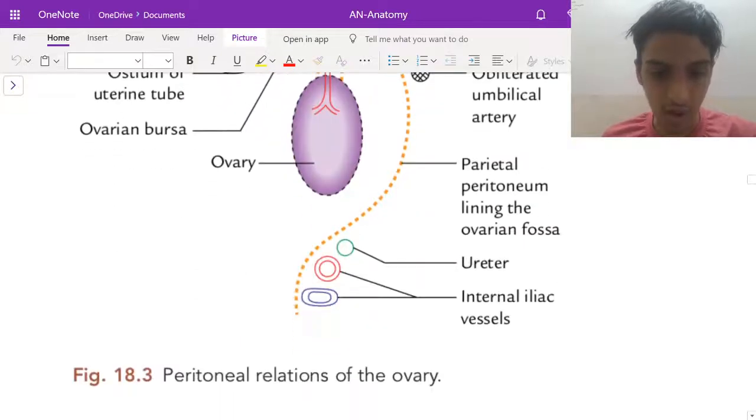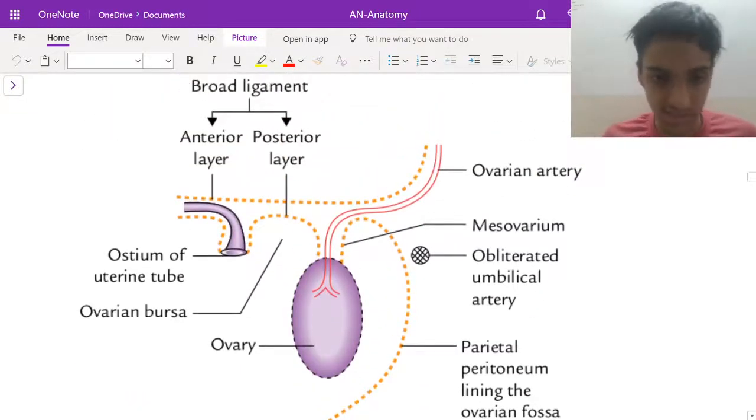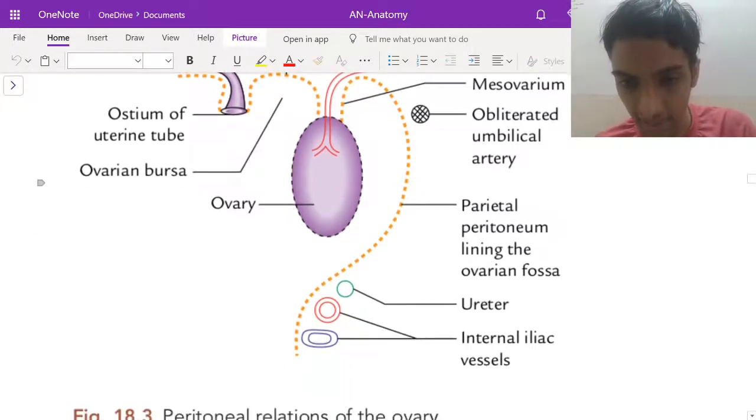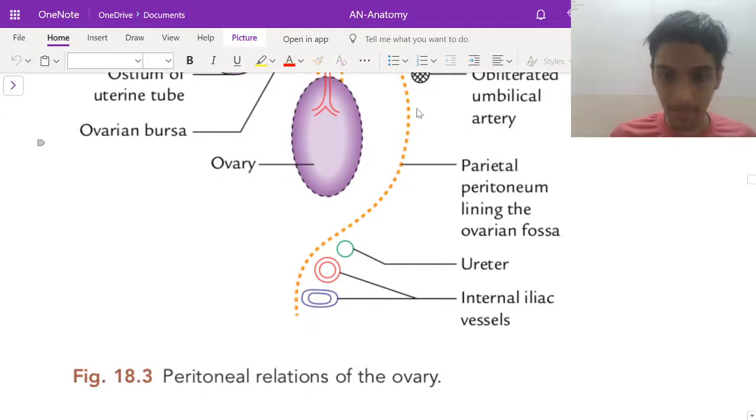Now the relations of the ovary, the peritoneal relations. Here we have the ostium of the uterine tube, and this is the broad ligament of uterus, and the ovarian artery supplying the ovary, and this is the mesovarium lining, and this is the obliterated umbilical artery. We have seen this in the Hesselbach triangle also, obliterated umbilical artery. And this is the parietal peritoneum lining the ovarian fossa. Along with that we have the ureter and the internal iliac vessels.